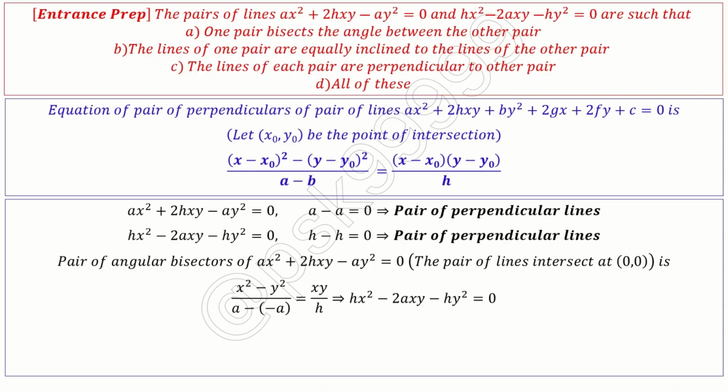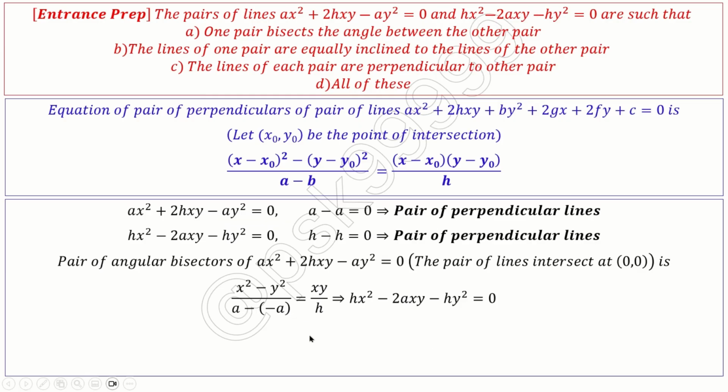Okay, so x square minus y square, x0 y0 is 0 comma 0 here, divided by a minus minus a equal to xy by h, which if I simplify, I get hx square minus 2axy minus hy square equal to 0. This is the equation of the other pair. So similarly, if I find the angular bisectors of this one, I'll get the other two.